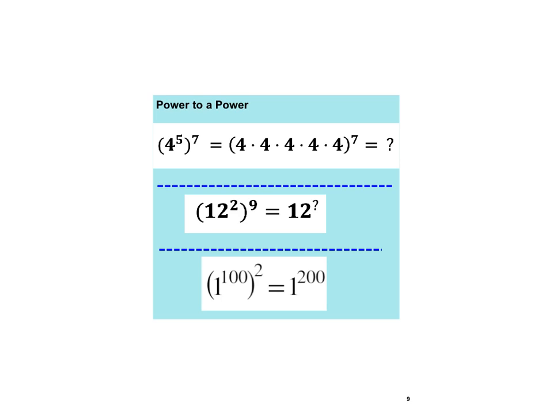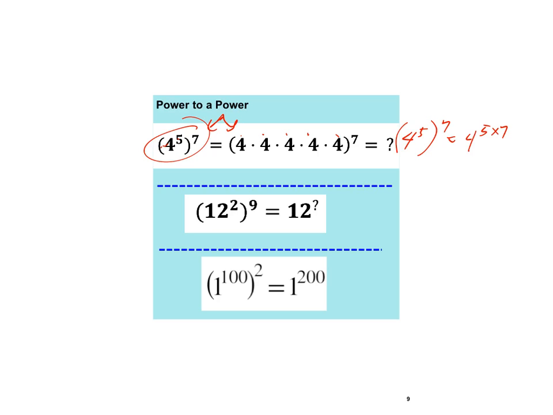So you can see here, this is written a couple different ways. 4 to the 5th to the 7th, or 4 times 4 times 4 times 4 times 4, which is 4 to the 5th to the 7th. Okay, so these are the same thing right there. But in the end, what the power to a power rule told us is that 4 to the 5th to the 7th is just 4 to the 5 times 7.